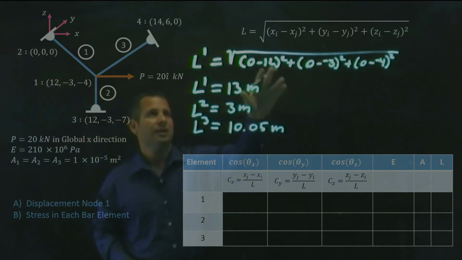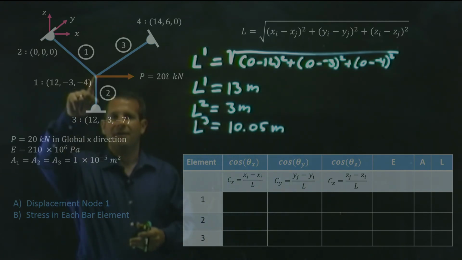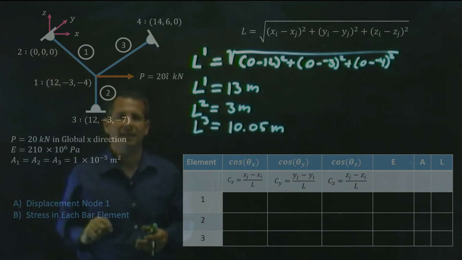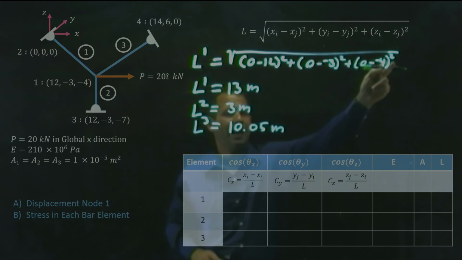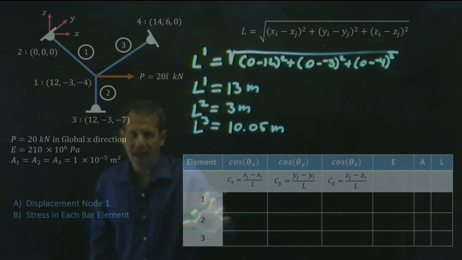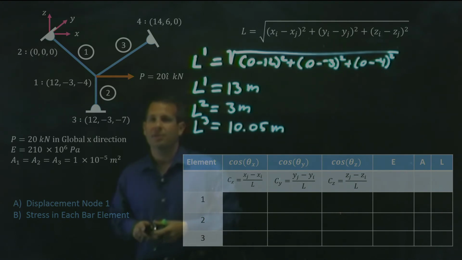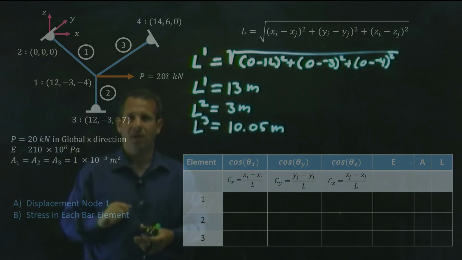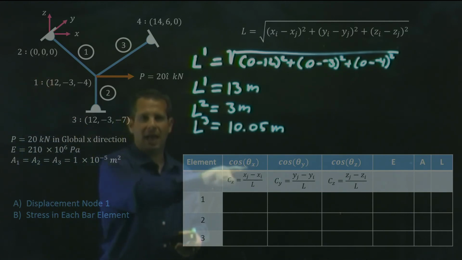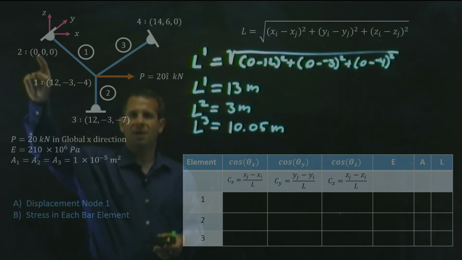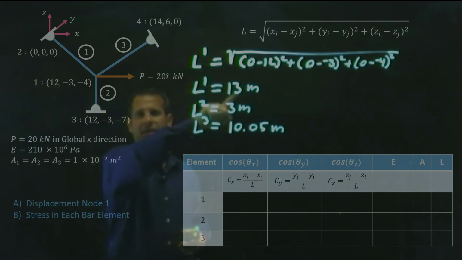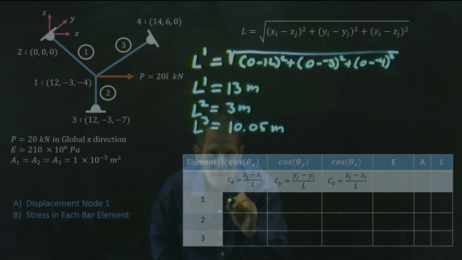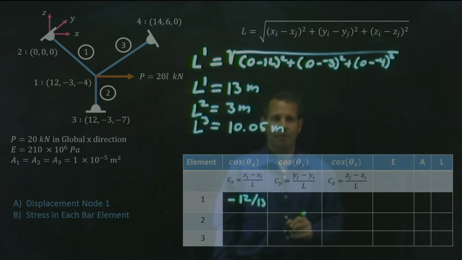Now, when I used the distance formula, it really didn't matter which node I called number 1 or number 2, or which order I did the difference in, because I was going to square each term anyway. But with angles, remember sign is important. So the rule of thumb is to go from the higher numbered node minus the lower numbered node. For example, cosine x for bar element number 1 will be 0 minus 12 over the length 13. So I will end up with negative 12 over 13 as cosine x for that bar element.